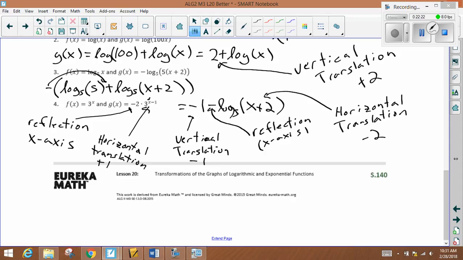So, if it's a negative log, it's a reflection across the x-axis. But if you have log of negative x, it's going to be a reflection about the y.